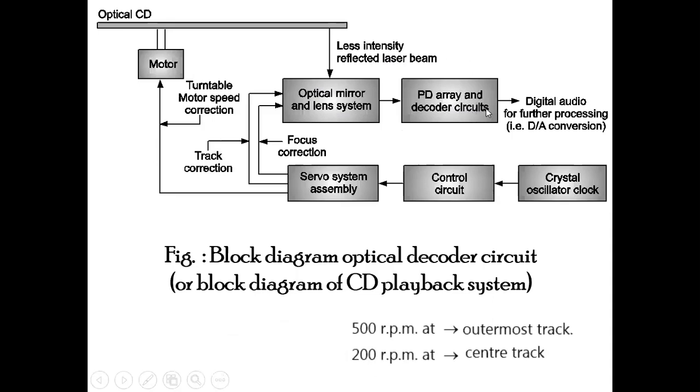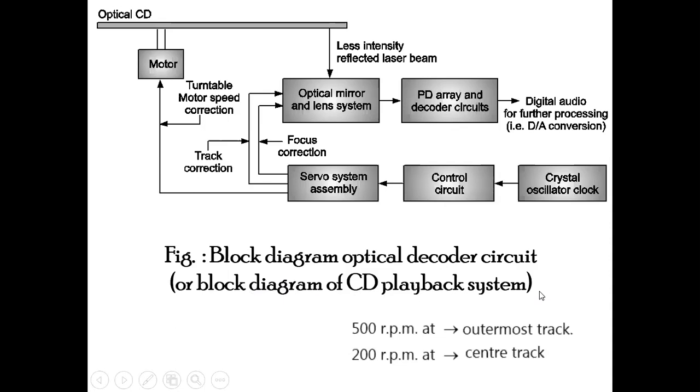So digital information is converted into analog information, which is pre-amplified or amplified and given to the loudspeaker, and thus audio electrical signal is converted into sound signal. That is the concept of audio CD, audio CD player system. Okay, so this is the general block diagram of optical decoder circuitry or block diagram of CD playback system.